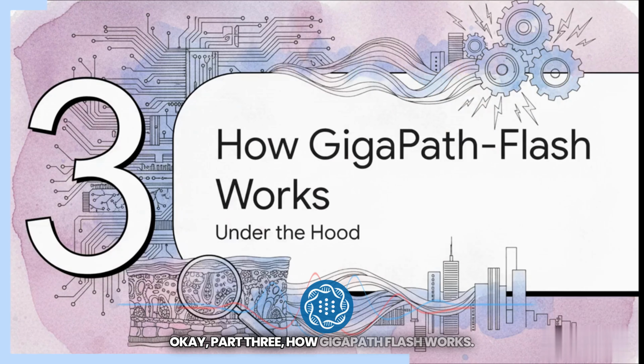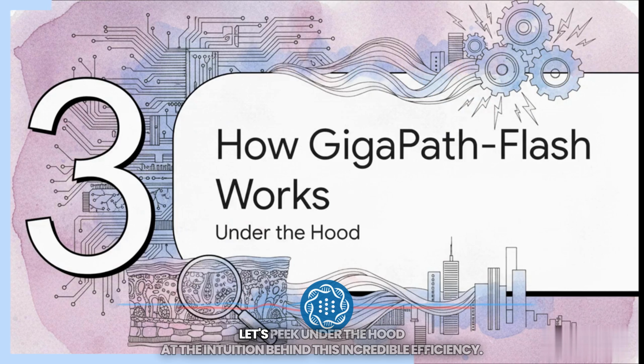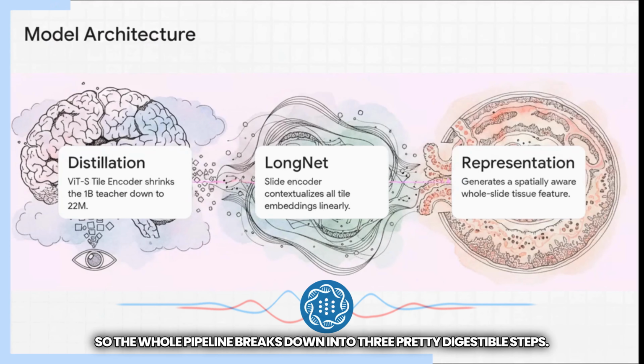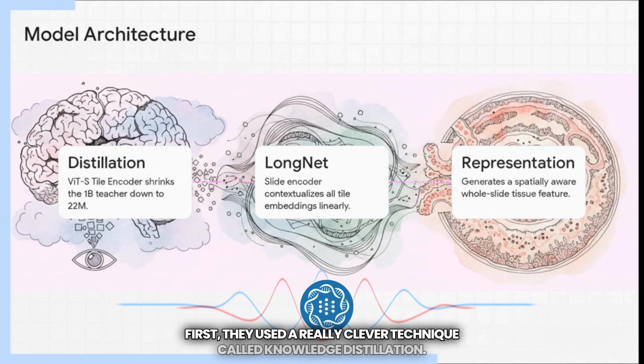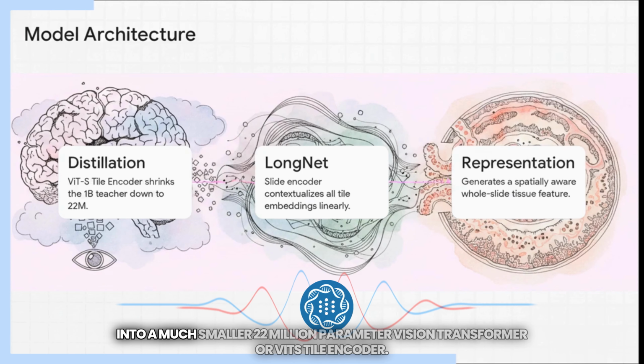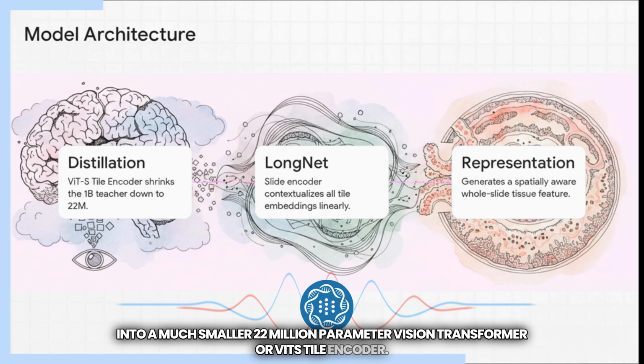Okay, part three, how GigaPath-Flash works. Let's peek under the hood at the intuition behind this incredible efficiency. The whole pipeline breaks down into three pretty digestible steps. First, they used a really clever technique called knowledge distillation. Basically, they took that massive 1 billion parameter teacher model and distilled all its representational quality down into a much smaller 22 million parameter vision transformer, or ViT-S, tile encoder.